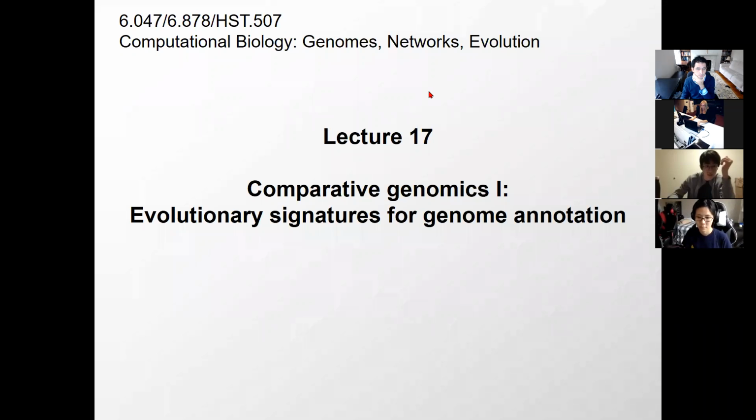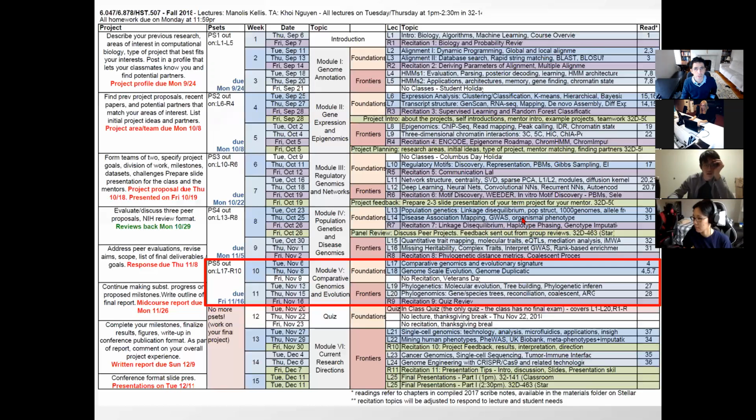All right, welcome. So today we're talking about comparative genomics and specifically evolutionary signatures for genome annotation. We are entering the last module of the class on comparative genomics and evolution. Today's lecture is going to be on comparative genomics and evolutionary signatures. Next time we're going to be talking about genome scale evolution and genome duplication. Then we're going to talk about phylogenetics and phylogenomics. And then we're going to have the quiz, and then we're going to transition to the future directions.